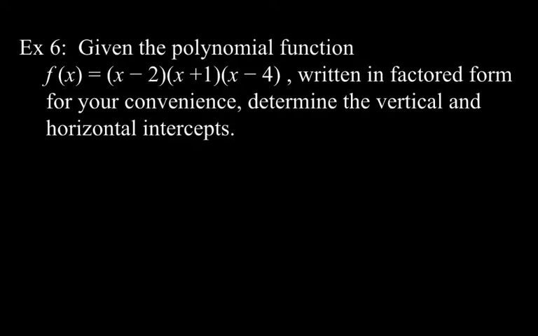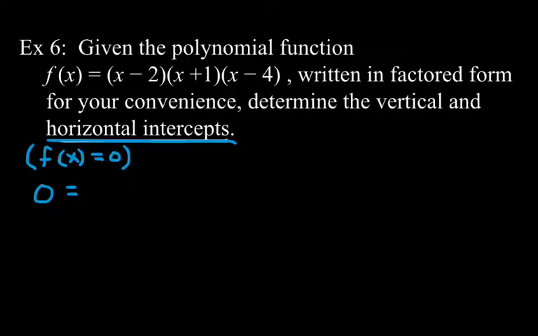So here's how we're going to do that. We're going to start out with the horizontal intercepts. And I think I'm going to do that in blue, so let me change colors there. To find the horizontal intercepts, what we're going to do is we set the entire function equal to 0. So f of x equals 0, or whatever the function is called. So that would say 0 equals x minus 2 times x plus 1 times x minus 4.